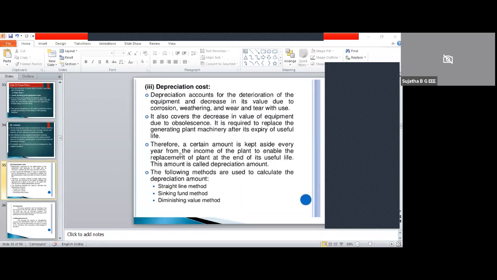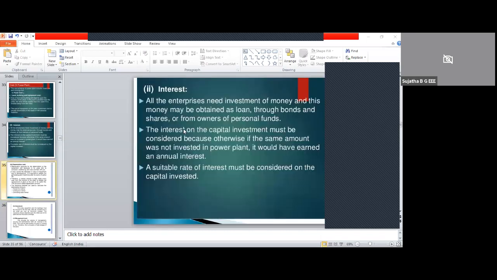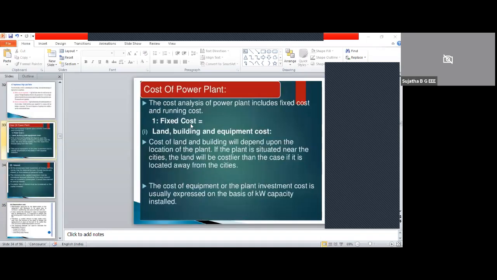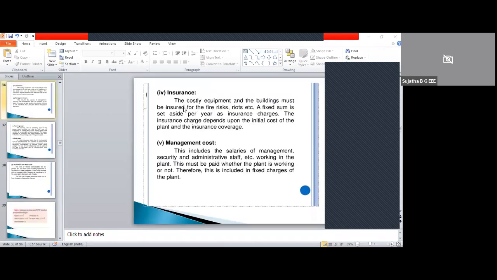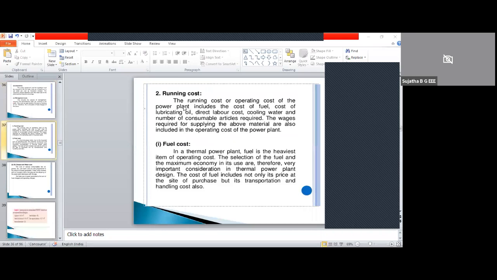So this all comes under the fixed cost. Okay, so we have another one in the cost analysis of power plant, that is running cost. What is running cost? The running or operating cost of the power plant includes the cost of fuel, cost of lubricating oil, direct labor cost, cooling water, and number of consumable articles required. The wages required for supplying the above material are also included in the operating cost of the power plant.